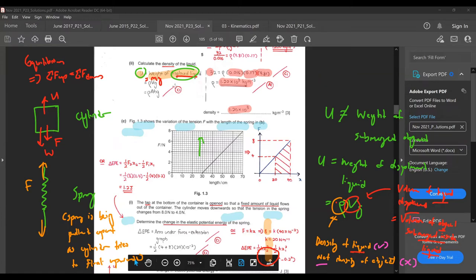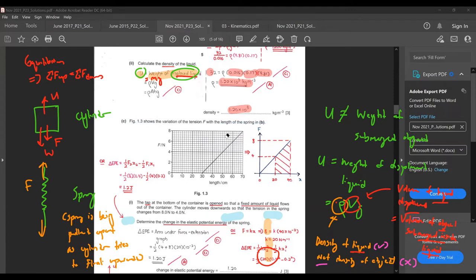Then after that, you look at part C. The figure shows you the variation with tension F of the length of the spring in B. The tap at the bottom of the cylinder is open so that a fixed amount of liquid flows out of the container. Okay, so this is one thing to note. The cylinder now moves downward so that the tension in the spring changes from 8 to 4 Newton. Find out the change in elastic potential energy of the spring.